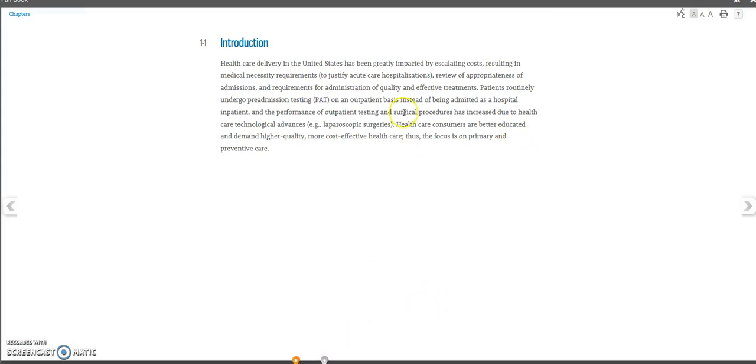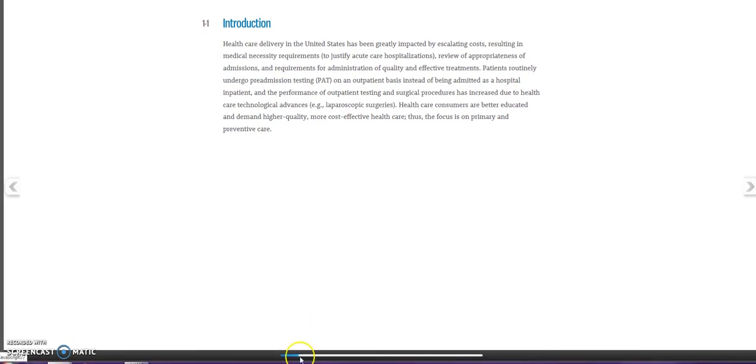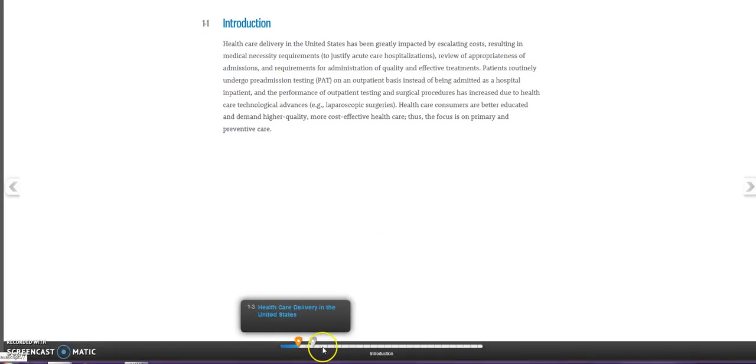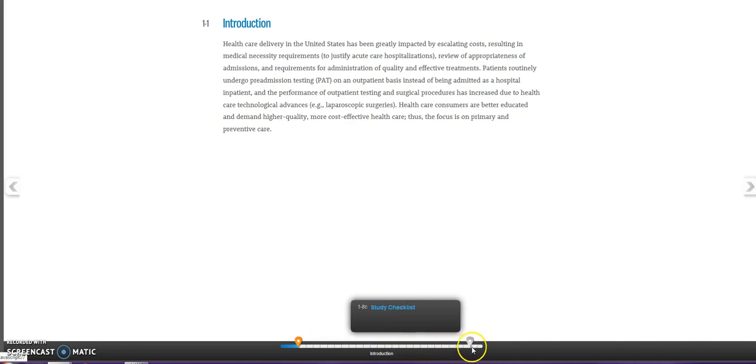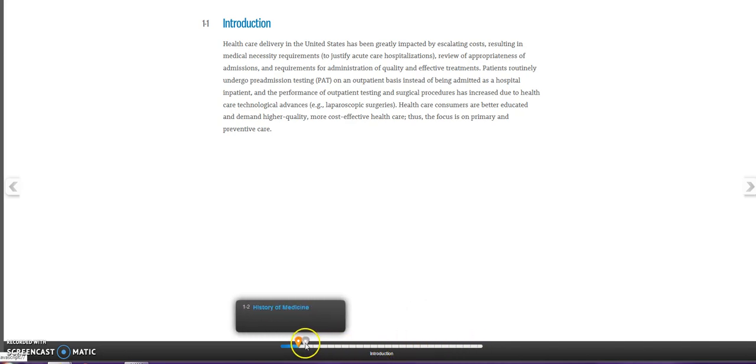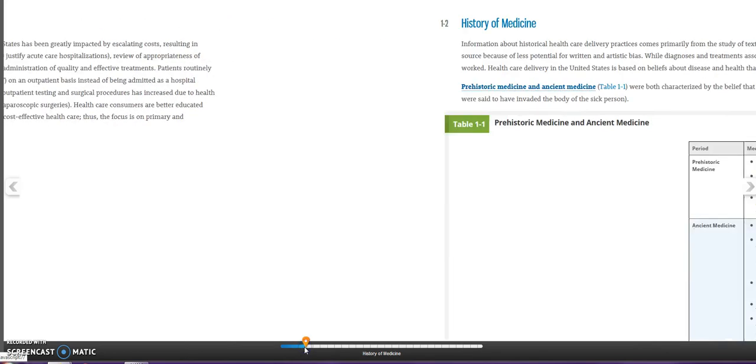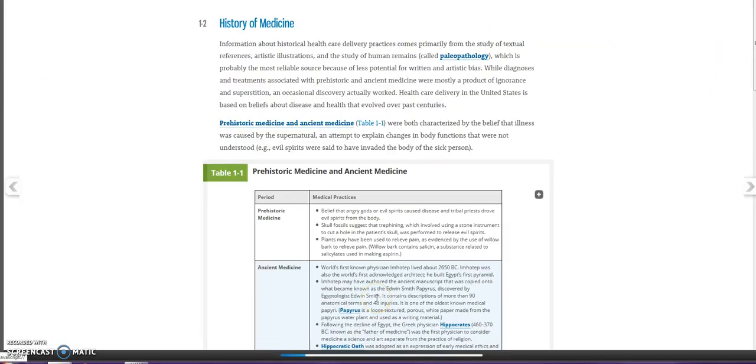You can navigate the ebook online down here at the bottom, and you can hit any of the main titled sections just like they would be within the textbook. I'm going to start here at the history of medicine and take a look at that.